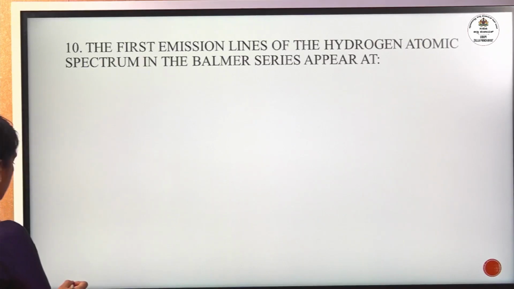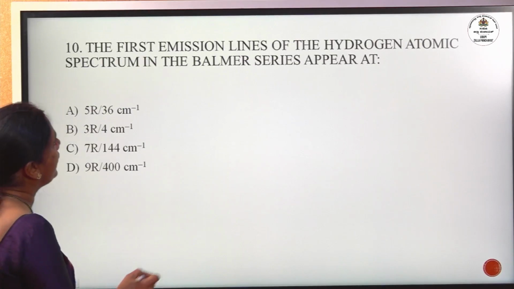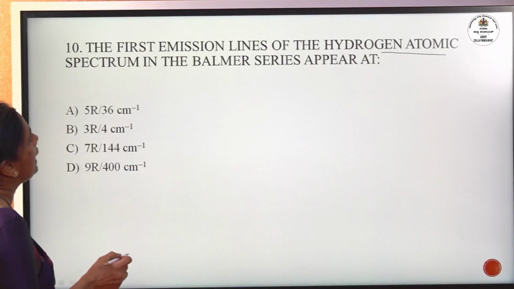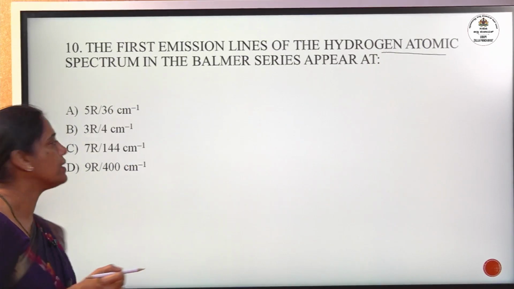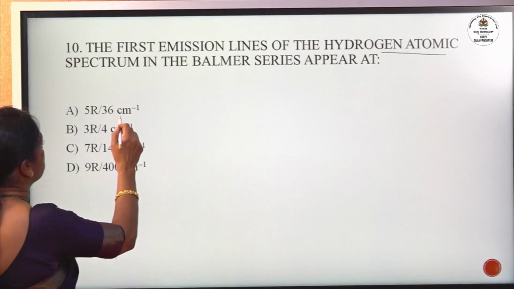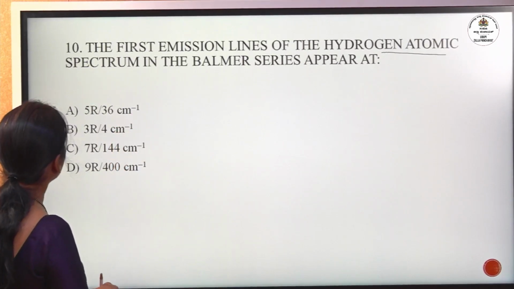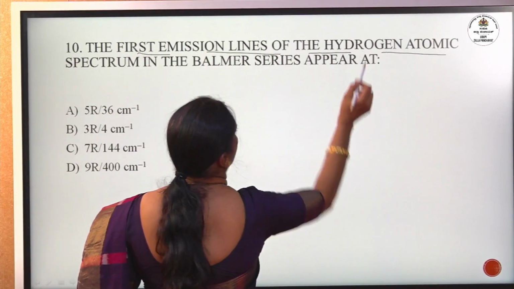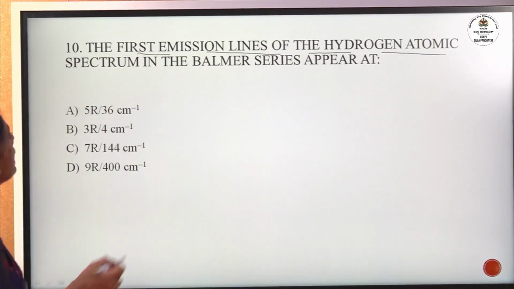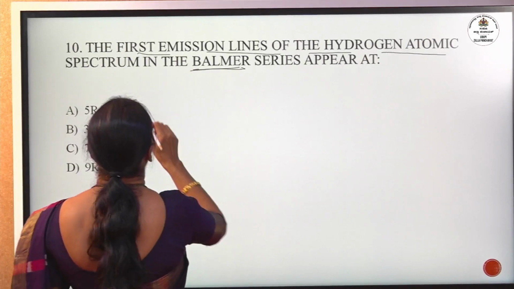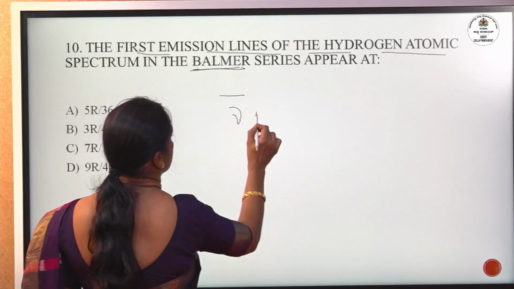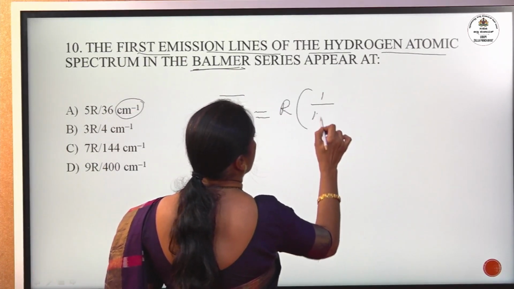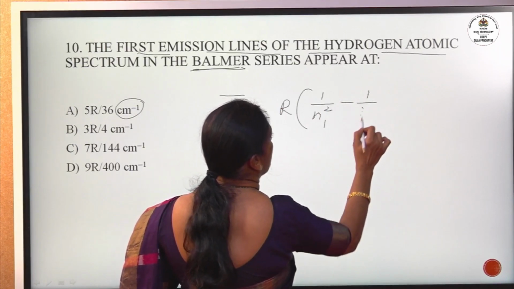The first emission line of the hydrogen atomic spectrum in the Balmer series appears at, the options are given in per centimeter unit. So we have to calculate the first emission line of the hydrogen atomic spectrum in the Balmer series. Since the unit is this, the formula to be used is R into 1 by N1 square minus 1 by N2 square.